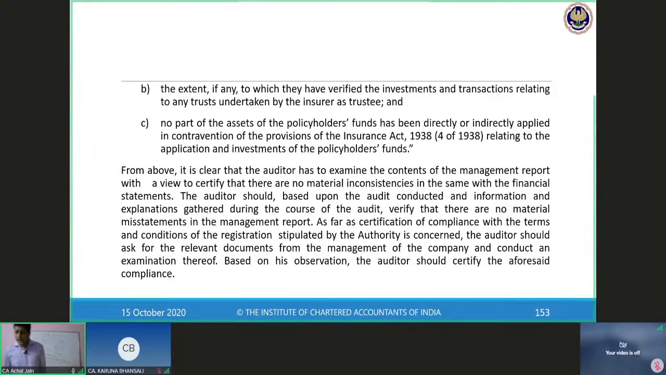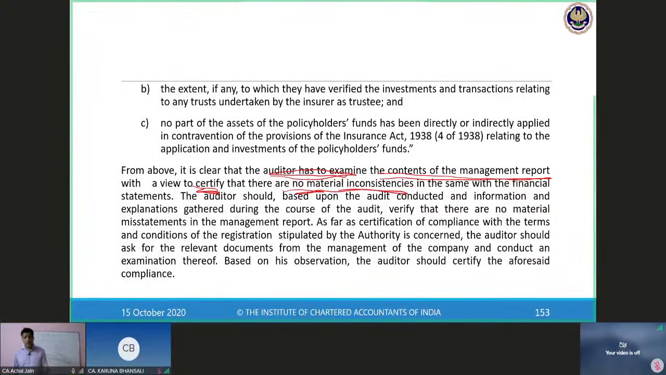It is clear that the auditor should examine the contents of the management report, which is similar to other information, with a view to clarify that there are no material inconsistencies, and to certify there are no material inconsistencies with the financial statements.